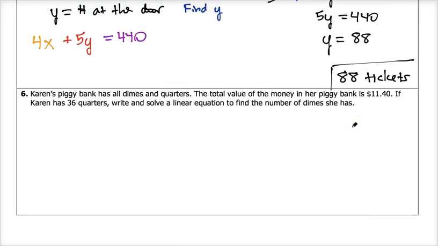Okay, for the last problem, it says Karen's piggy bank has all dimes and quarters. The total value of the money in her piggy bank is $11.40. If Karen has 36 quarters, write and solve a linear equation to find the number of dimes she has. Okay, so again, two different objects are being related in this case. We can say x is the number of dimes, and y is the number of quarters.